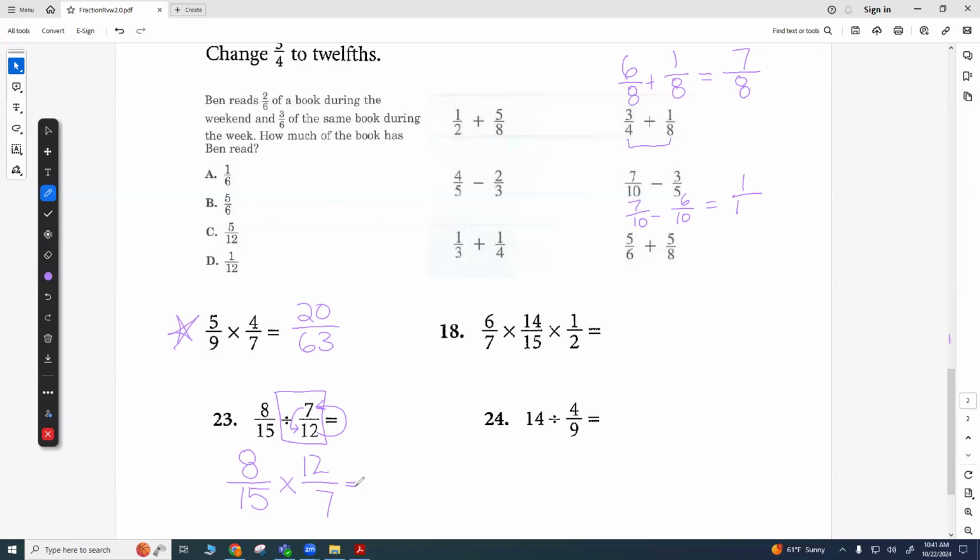But here I see I have a 12 and a 15. They have common factors like 3. So I'll take a 3 out of here and a 3 out of here, right? 12 divided by 3 is 4. 15 divided by 3 is 5. Now I'm going to do my multiplying and I end up with 32/35. And I believe that is simplified as well.